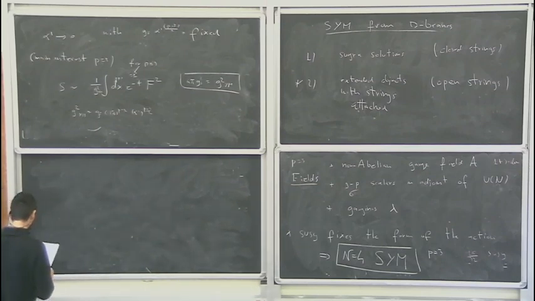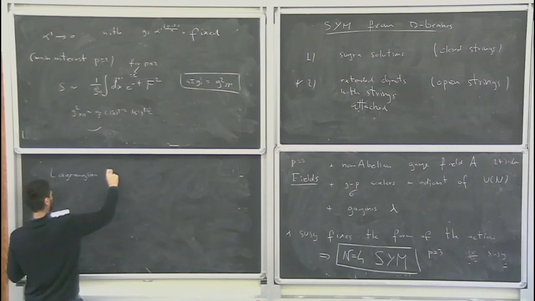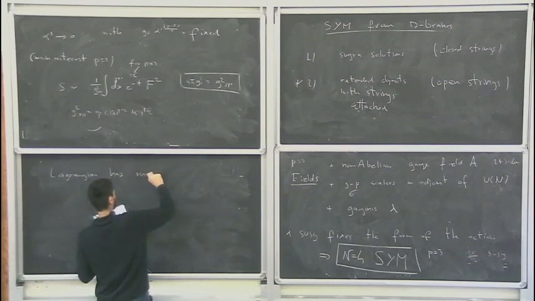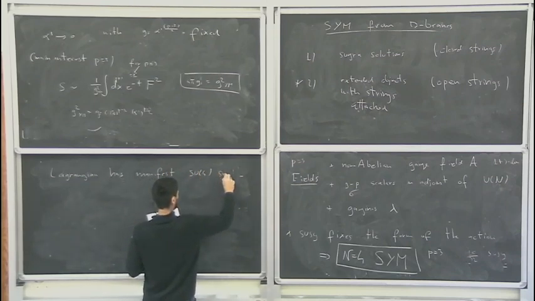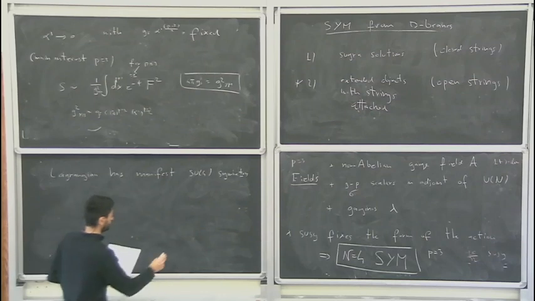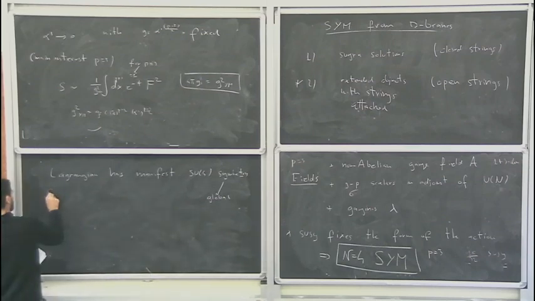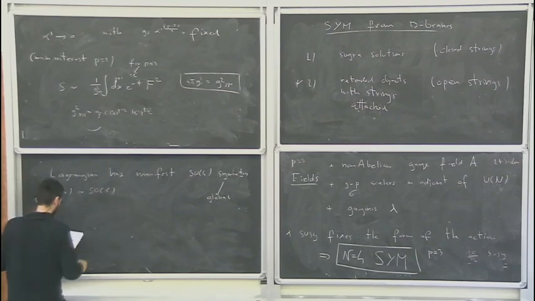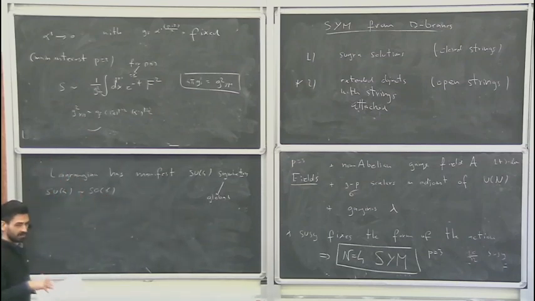Now, this Lagrangian, which I'm not writing, has manifest SU(4) symmetry. This SU(4) has nothing to do with the gauge group. This is a global symmetry. Where does it come from? If you remember, at the level of algebras, SU(4) is equivalent to SO(6). This SO(6) has its origin in the transverse symmetry to the brane.